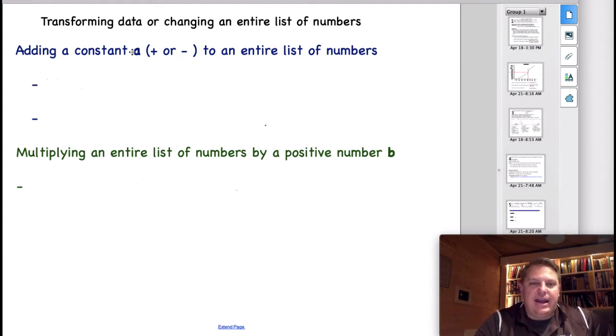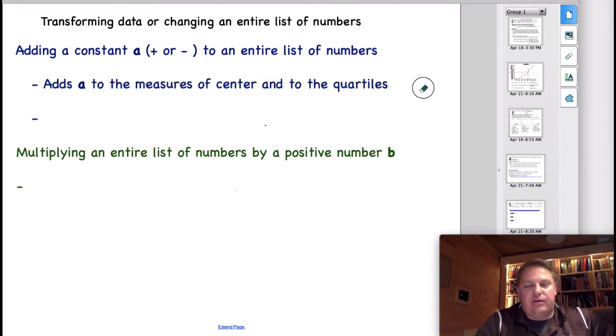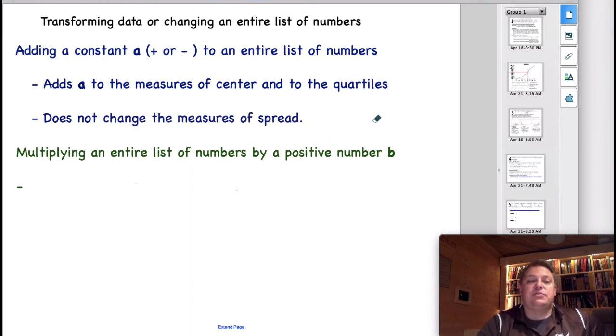Anytime you add a constant to an entire list of numbers, that is going to add or subtract. It could be a negative constant. But adding a constant to an entire list of numbers adds to all the measures of center and to the quartiles and all the other measures of location. Min and max would get added or subtracted that same number too. But it does not change the measures of spread. If I have to add 2 to every weight that I measured using a balance because it was off by 2 grams, the measures of location would change, but the measures of spread do not.